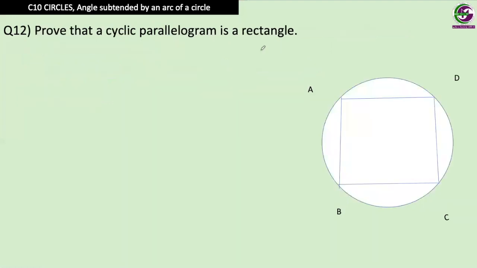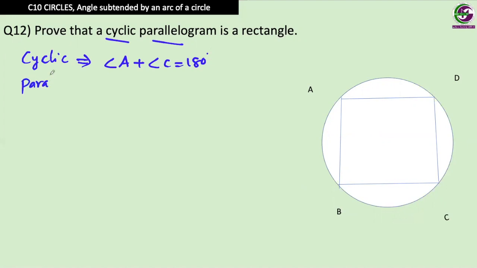Now let's see the last question. Prove that a cyclic parallelogram is a rectangle. So given condition, there are two given conditions, cyclic and parallelogram. Cyclic means opposite angles sum to 180 degree. Cyclic gives angle A plus angle C is equal to 180 degree or angle B plus angle D is 180 degree. Parallelogram will give us the idea that opposite angles are equal in a parallelogram.